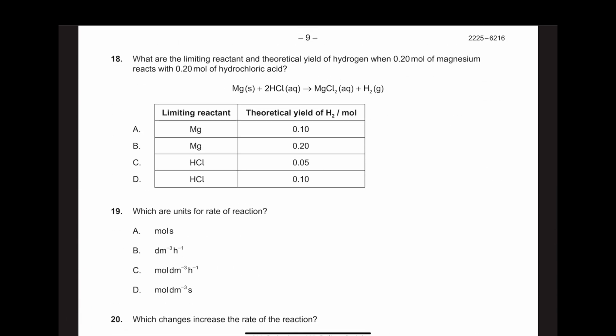Next, we have to find the limiting reactant and theoretical yield of hydrogen when 0.2 moles of Mg reacts with 0.2 moles of HCl. Now, to find the limiting reactant, we'll use the moles over stoichiometry coefficient ratio. For Mg it would be 0.2 divided by 1, because 0.2 is the moles of Mg and the stoichiometry coefficient is 1. Then for HCl it will be 0.2, that's the moles of HCl, divided by 2, because that's the stoichiometry coefficient of HCl, giving 0.1. The one with the smaller ratio will be the limiting reactant. So HCl is the limiting reactant.